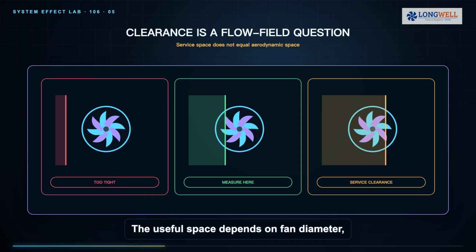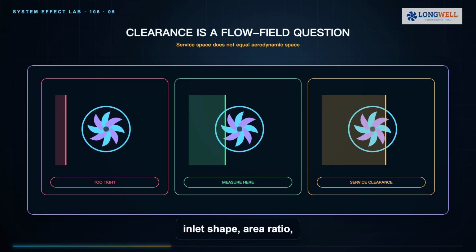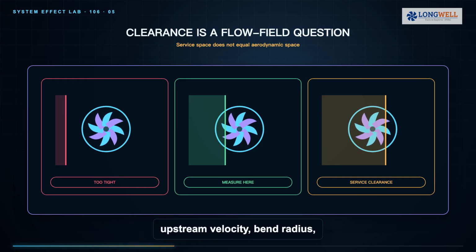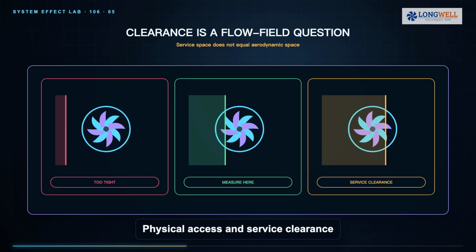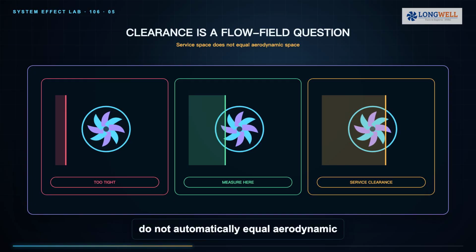The useful space depends on fan diameter, inlet shape, area ratio, obstruction solidity, upstream velocity, bend radius, and available pressure. Review the actual velocity field at the fan plane, not just the distance shown on a plan. Physical access and service clearance do not automatically equal aerodynamic clearance.